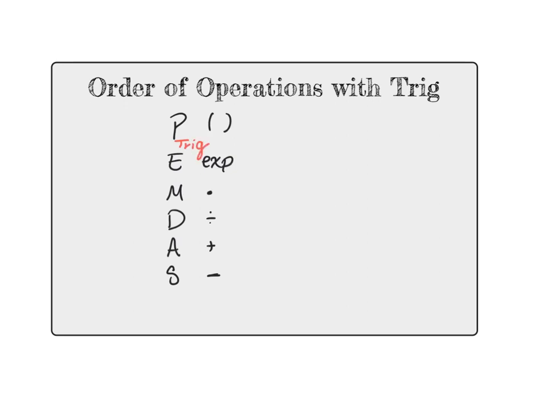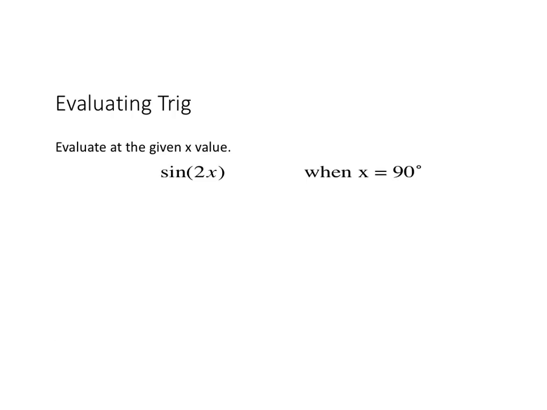So anything inside of the trig parentheses you'll do, then you'll evaluate the trig, and then you'll follow the remaining order of operations. So trig kind of sits right after the parentheses, where you simplify the trig value once you have your parentheses simplified. Okay, so we're just going to do some examples in the next couple slides.